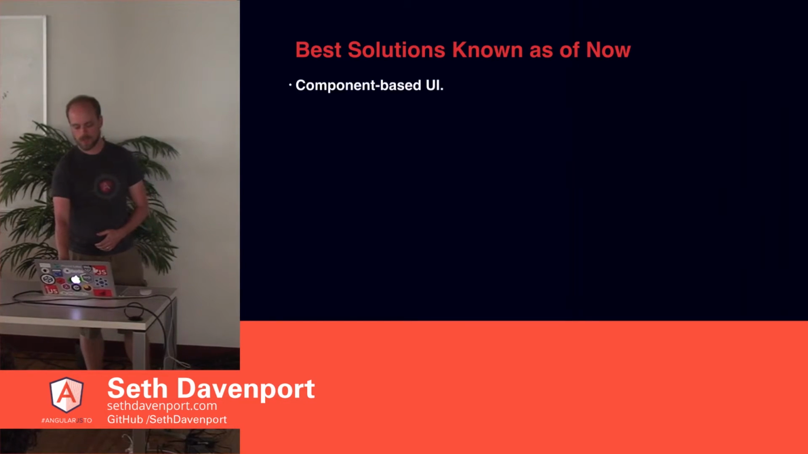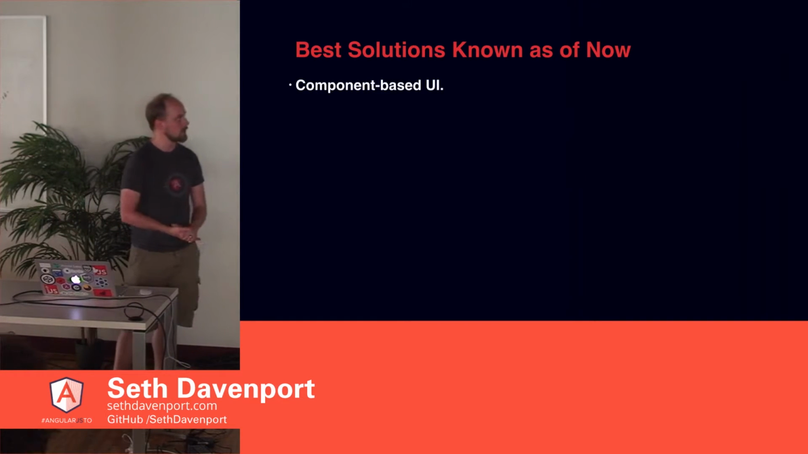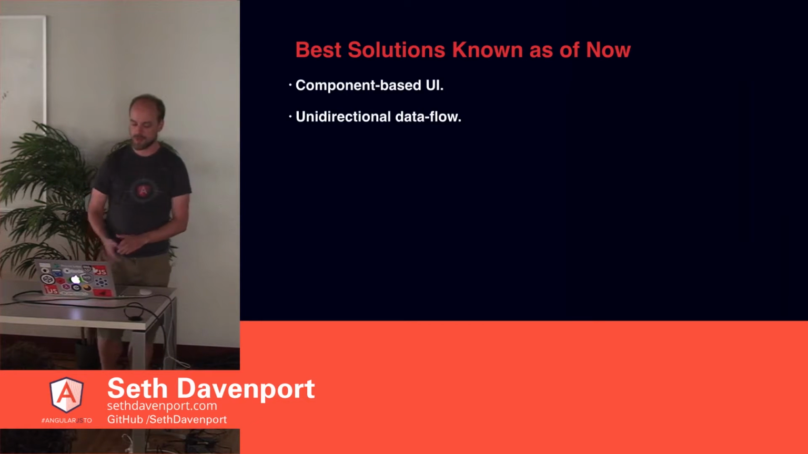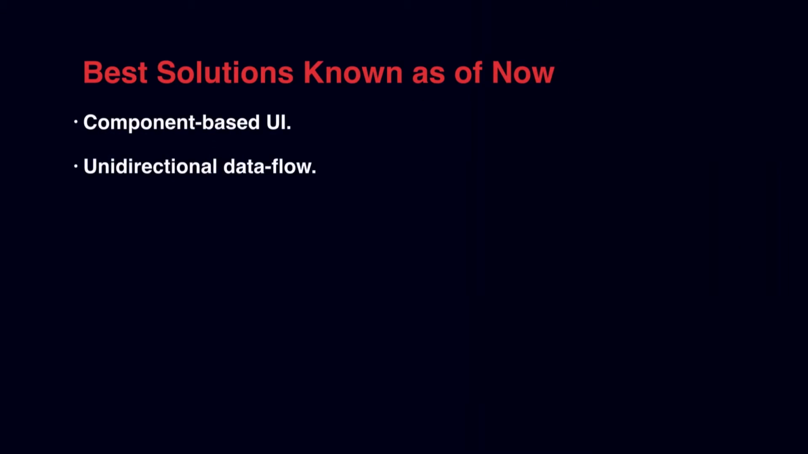There are a few architectural ideas floating around in the JavaScript space right now. You'll hear people talking about component-oriented architecture, component-based UI. You'll hear people talking about unidirectional data flow, and what does that mean? And you'll hear people talking about statelessness. These are all ideas that have come out of, I think, largely the React community, but they're still very, very relevant for Angular developers as well.